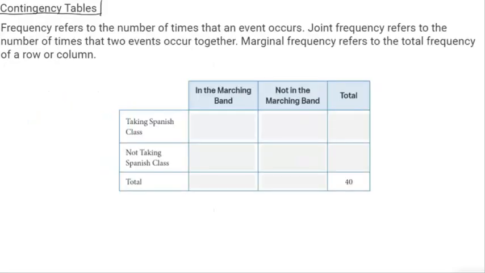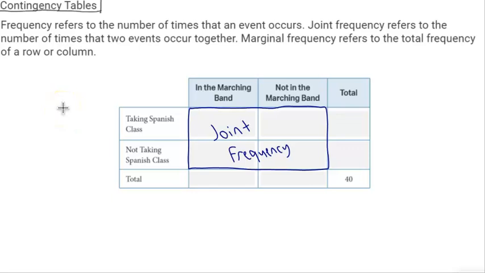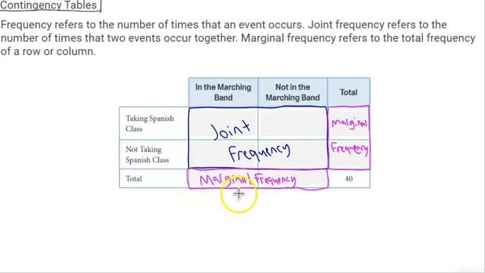Next thing we need to know is how to find frequencies on our contingency tables. As we've mentioned before, frequency means the number of times a certain event occurs. So when we see a joint frequency, that's referring to the number of times that 2 events occur at the same time. And then a marginal frequency represents the total frequency of each row or column. So when we're looking at our contingency table, the joint frequencies are going to be the numbers in the middle where the categories overlap with each other. And our marginal frequencies are going to be the numbers in the total section for each row and column.